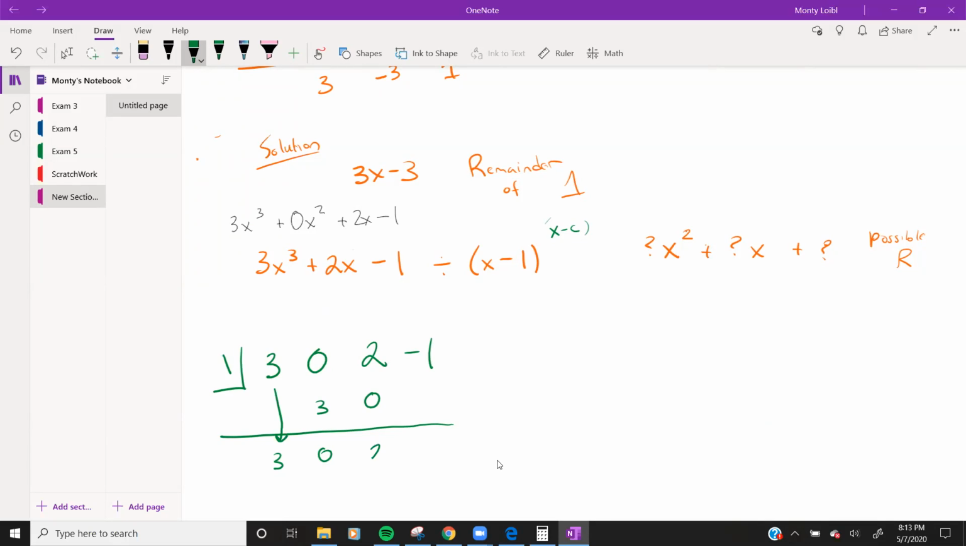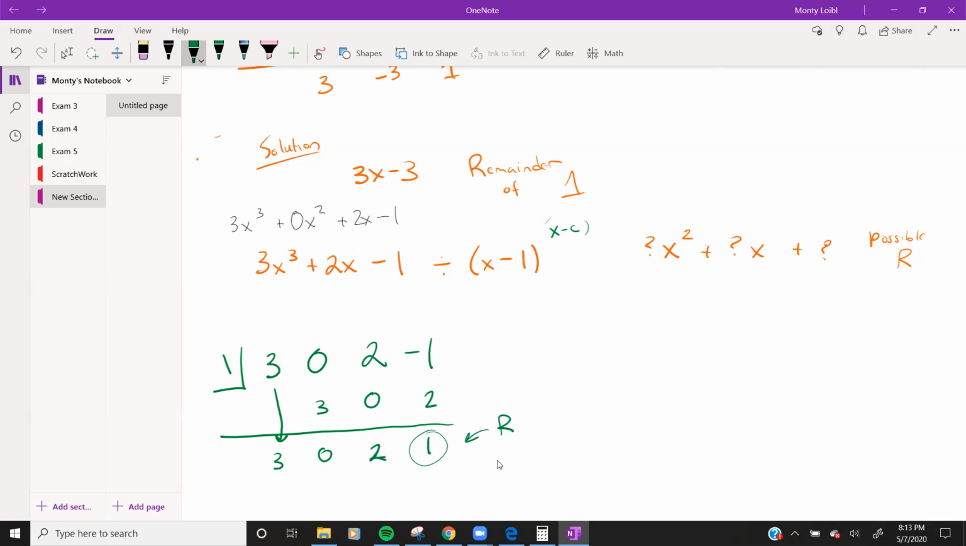2 and 0 is 2. 2 times 1 is 2. Okay, so here we are. We've done that. Now last is -1 plus 2. This is our remainder term if there is one. And looks like there is because we get 1. This is 2. So this right here is your remainder.